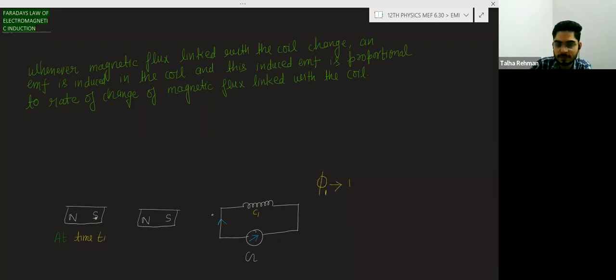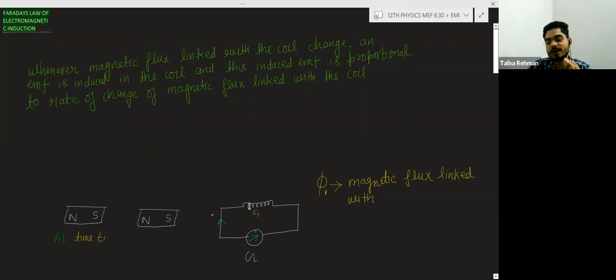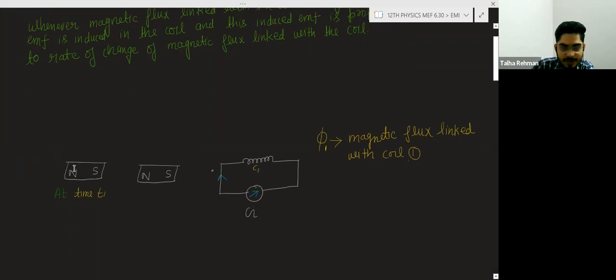Phi 1 is the magnetic flux linked with the coil. This is the coil; C1 represents coil 1. Magnetic flux linked with coil 1. Now after that this magnet is moved to this position. After some time t2, this magnet will be here. We will say at time t2.